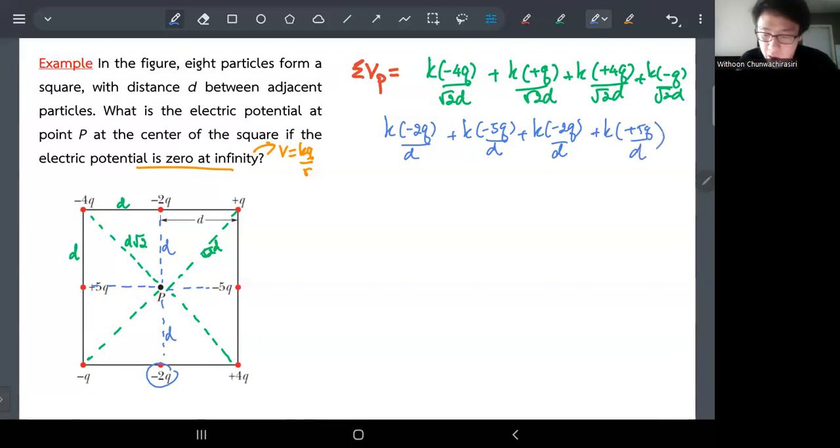Done. And now all you need to do is sum all these numbers together. Do we get lucky? It looks like it. These 2 cancel, those 2 cancel. So it looks like all those charges at the corners will generate 0 net potential at point P. What about the blue? These 2 cancel, and the rest of those 2 do not. So that's it. Negative 4KQ over D. And that's it.